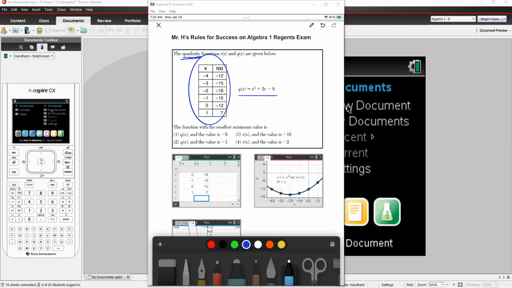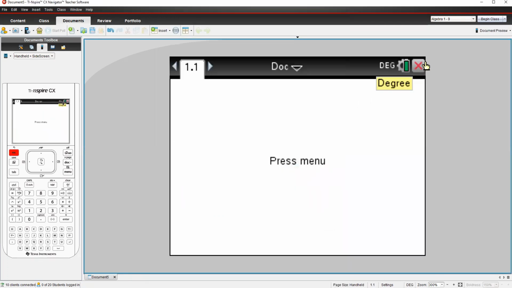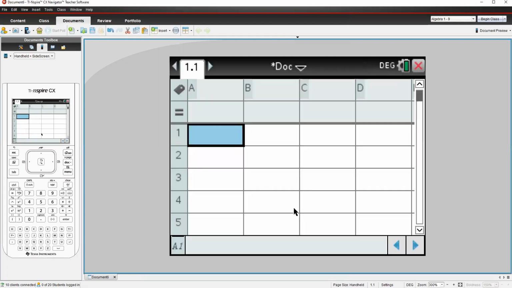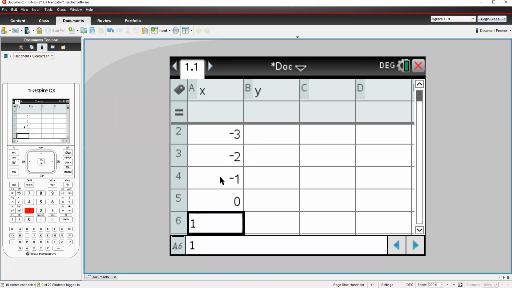So I'm going to do exactly what I did in the previous page. I'm going to go to the spreadsheet. I'm going to put an X here, and then I'm going to put Y here, and then I'm going to enter all of the points from the table. So this is -4, -3, -2, -1, and then 0, and then 1, and then press enter.